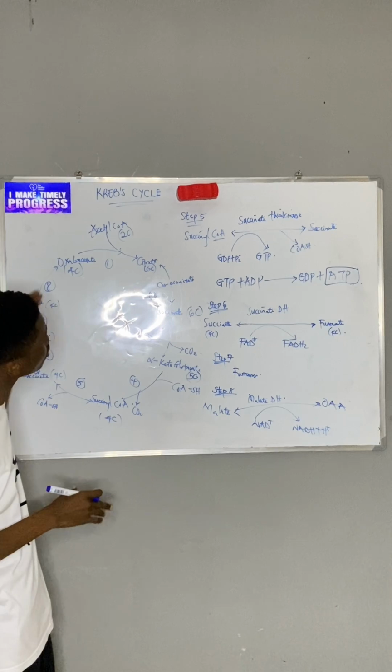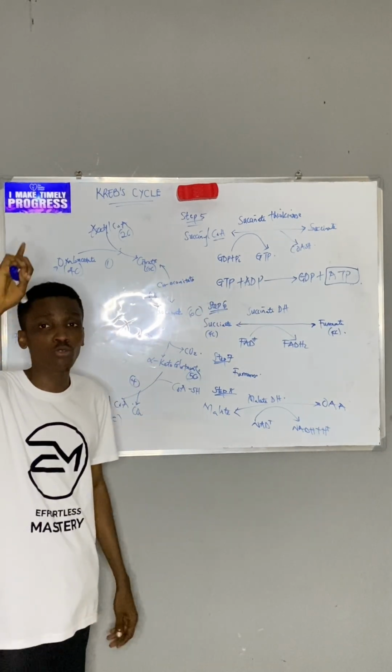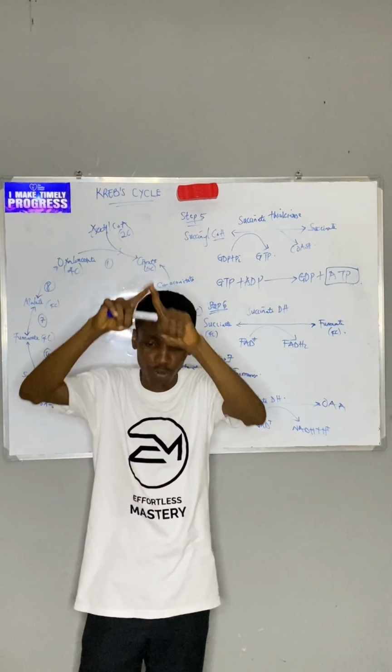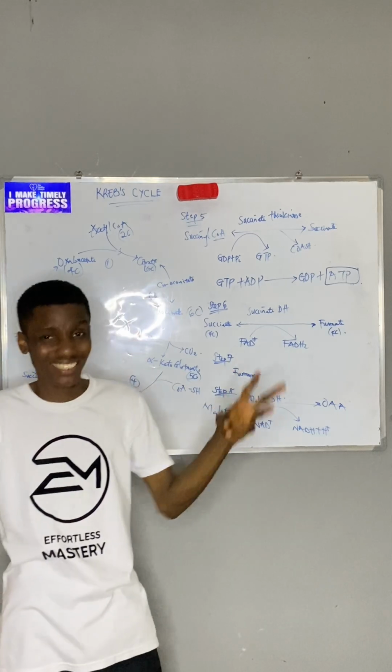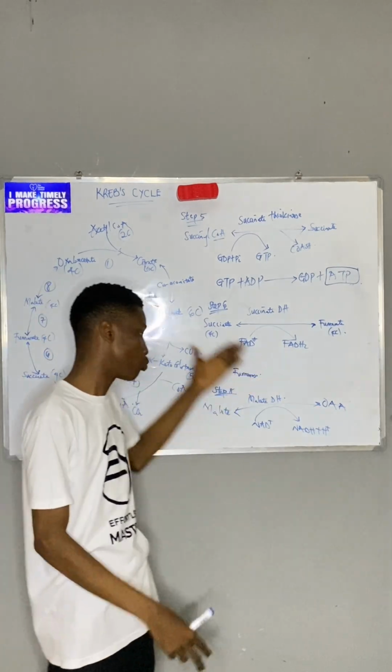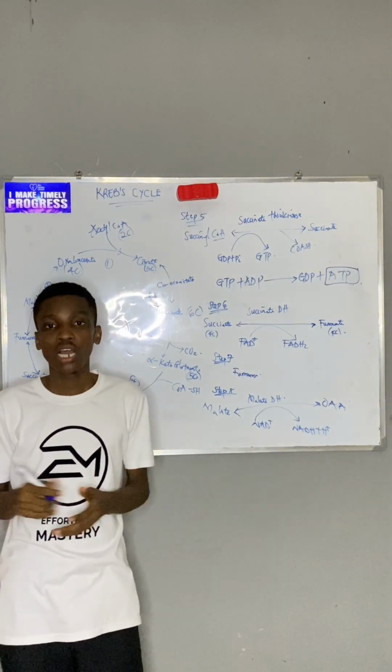Please remember that all of this is for 2 pyruvates. Remember how 1 6-carbon breaks down to form 2 3-carbons. The 2 3-carbons change to their own acetyl-CoA that comes in to do the Krebs cycle. So that's all to know about the Krebs cycle.